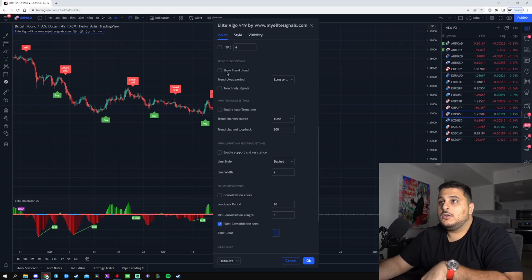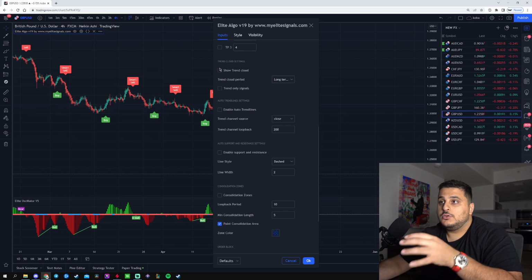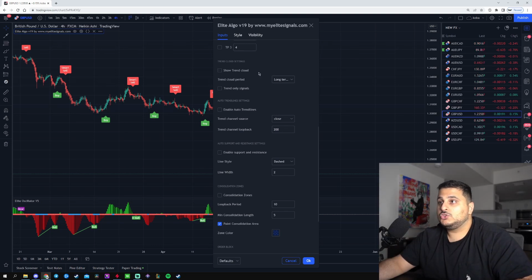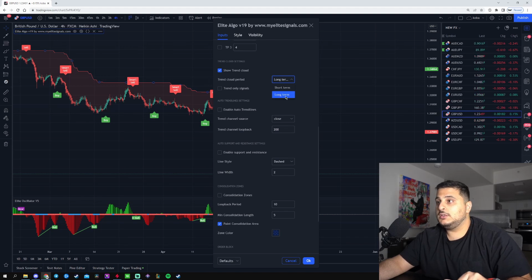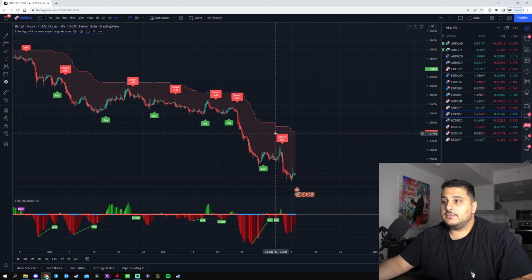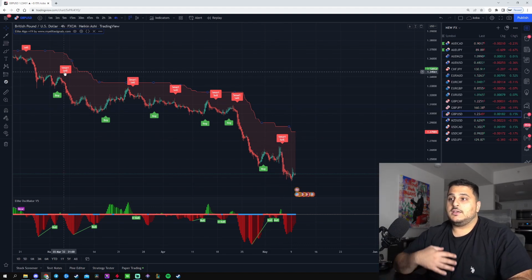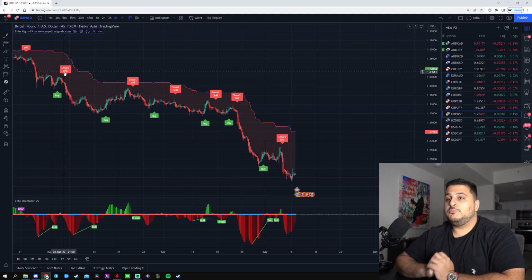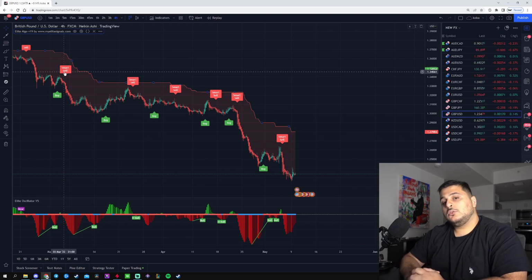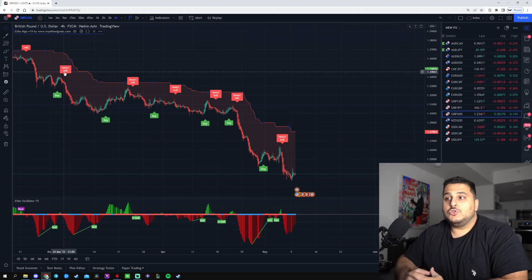Okay, so the first one I'll talk about is the trend cloud. Now, what is a trend cloud? Let me show you. So if you turn on this section right here where it says show trend cloud, then you can have a setting for long-term or short-term. This is preference on which one you like best. But for this example, we're just going to keep it on the long-term trend cloud. What's going to happen is that it's going to give you a red cloud whenever the price is bearish. So this is kind of, again, a visual aid to help you see what the overall long-term trend is and help you jump on that trend.